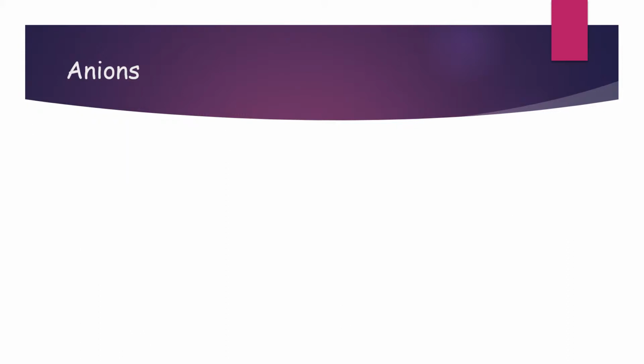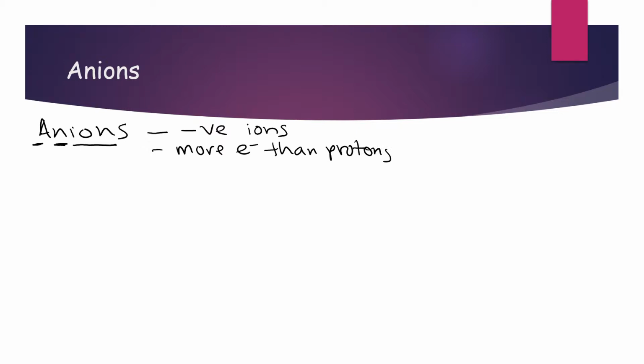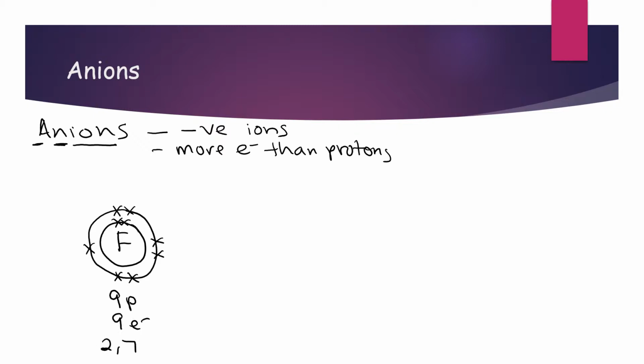Now let's look at anions. Anions, it's all in the name again, are negative ions. So these are negative ions, which means that they have more electrons than protons. So if you look at something like fluorine as an atom, its electron configuration is 2, 7. So it's got 9 protons, 9 electrons, and its electron configuration is 2, 7. This once again is an unstable electron configuration. So it wants to gain an electron, and because it has really high electronegativity, it doesn't tend to have much trouble gaining an electron.